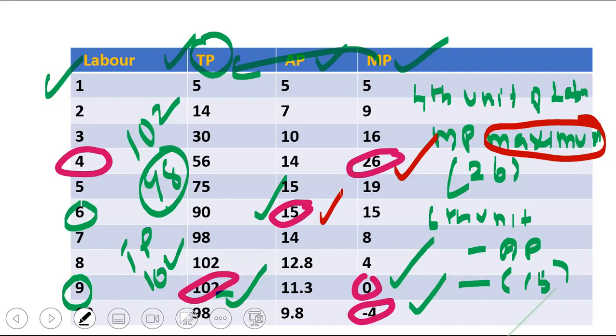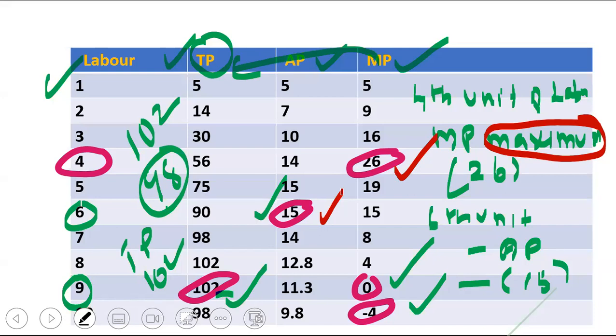When I am using the 9th unit, TP is... When TP is maximum, 102. Very good. TP is maximum, 102. Right. In the last unit, TP decreases and MP becomes dash. Zero? Nay. In the last unit, 10th unit, minus 4, right. In the last unit, TP decreases, MP becomes negative.